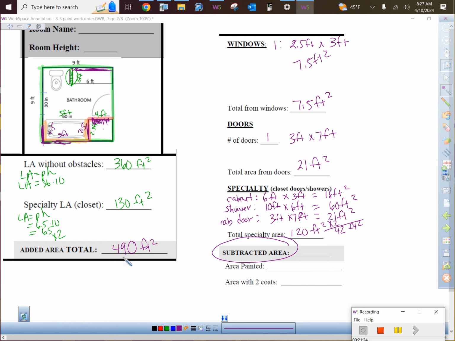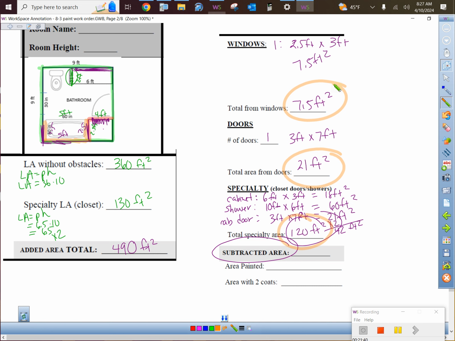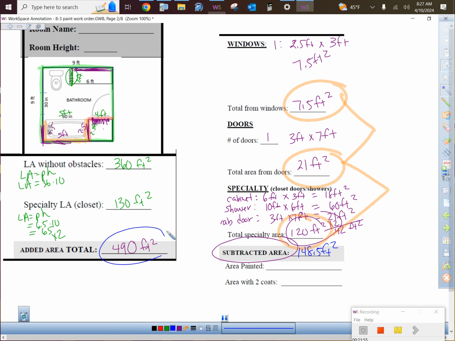Oh, what? Oh, my bad. I have to add up all my subtracted area. I was thinking 120 is just the specialty area. So the subtracted area is the 120, the 21, and the 7.5, right? So how much is all of our subtracted area when we put those together? Did you get 148.5? Yeah. And then the area painted is 490 minus that, which is 341.5 square feet. But since we're going to do 2 coats, don't you need to take that times 2?